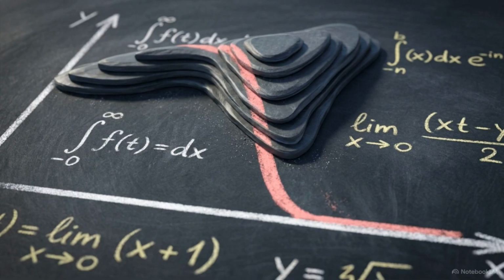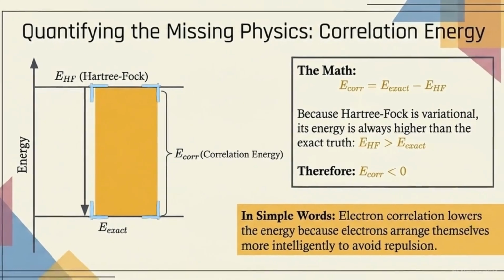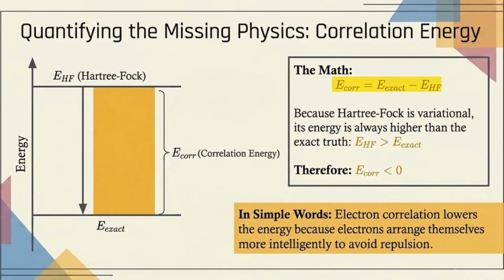To quantify the magnitude of this flaw, physicists rely on the variational principle inherent to Hartree-Fock theory. This diagram illustrates the consequence. Because Hartree-Fock is variational, its calculated energy, the upper line, is consistently higher than the exact true energy at the bottom. The gap between them is the correlation energy, defined mathematically as the true energy minus the Hartree-Fock energy.